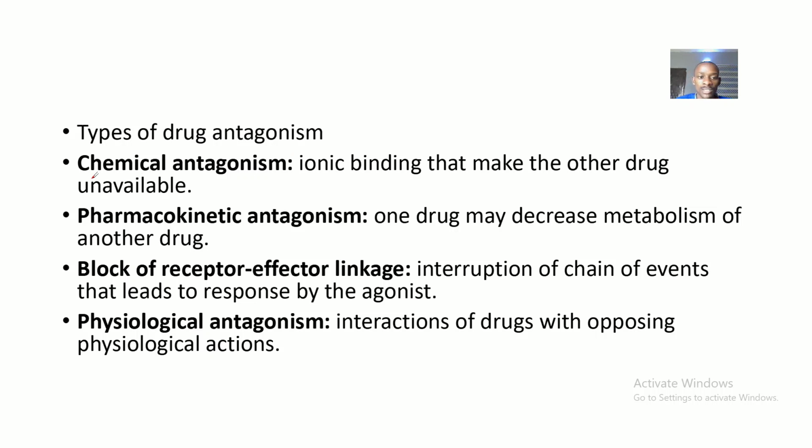Types of drug antagonism. An antagonist could be a chemical substance, then we term it chemical antagonism. So if an antagonist is a chemical substance, we say that there is ionic binding that makes the other drug unavailable. Do you understand the explanation? Or you could say that chemical antagonism is basically a chemical that will bind to a receptor and will not activate the receptor and will prevent other drugs from activating that receptor. Because this is pharmacology, everything we are talking about, we are basically focusing on drugs.